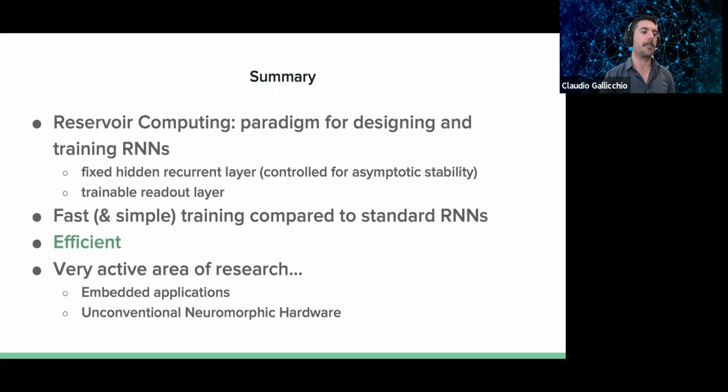There are a lot of applications that can be considered. This is actually a very active area of research, for example, under the perspective of embedded applications, under the perspective of extending that to graph processing, or also dynamical graph processing, and also in conjunction with studies for unconventional neuromorphic hardware implementations.